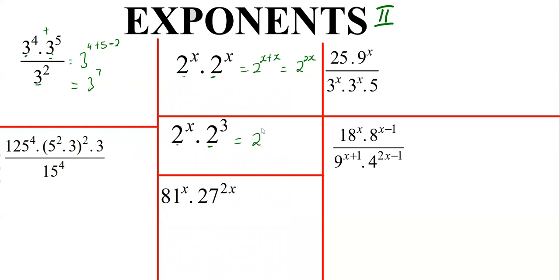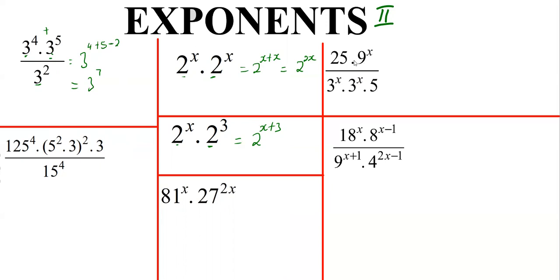So it's going to be 2 to the power x plus 3. And here now, guys, understand something here. This is different from saying x times 3, where you get 3x. When it's x plus 3, you leave it like that. You can't simplify it further. It's just x plus 3, it ends there, okay?